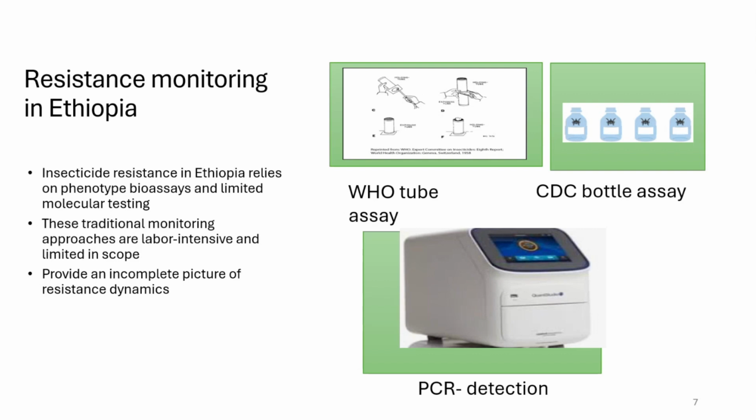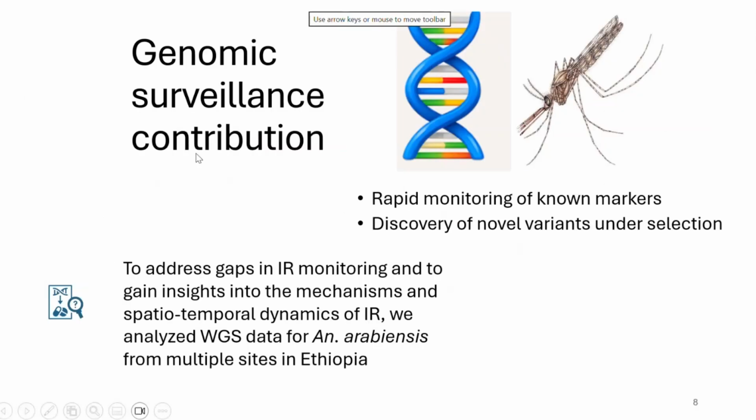We know that recently the genomic surveillance strategy is advancing, and it is uncovering the secret mechanisms of insecticide resistance. It enables rapid monitoring of known markers, as well as discovery of novel variants which are under recent selection. So to address these gaps in insecticide resistance monitoring, and also to gain insights into the mechanisms and the spatial and temporal dynamics of insecticide resistance, we explored whole genome sequences of Anopheles arabiensis from Ethiopia across multiple sites.